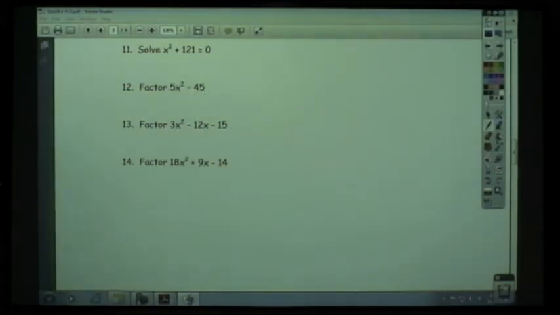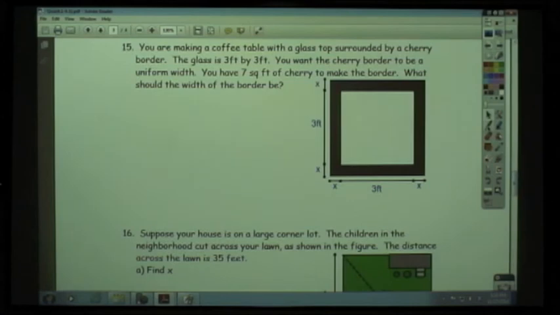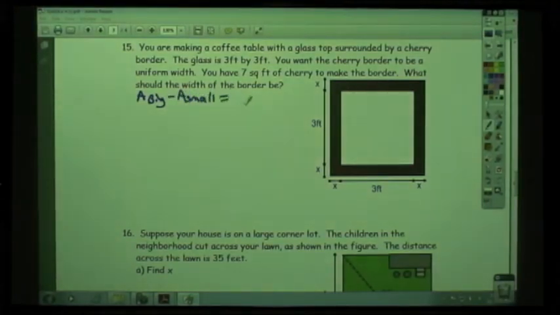Number 15. On number 15, this is where people started to really fall apart. Guys, I gave you a little formula for this. I said the area of the big minus the area of the small equals the area of the border. When you're talking about one of these border problems, that's a border around an object such as a frame, a picture frame, a swimming pool with concrete around it, whatever it may be.